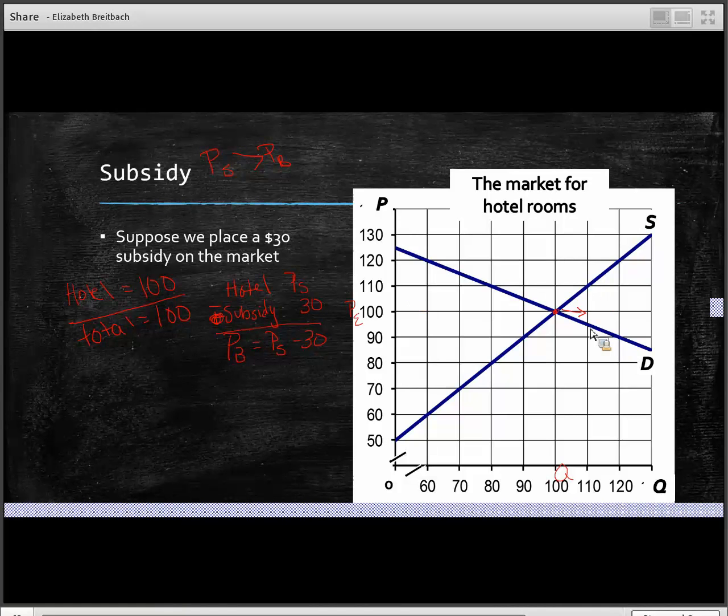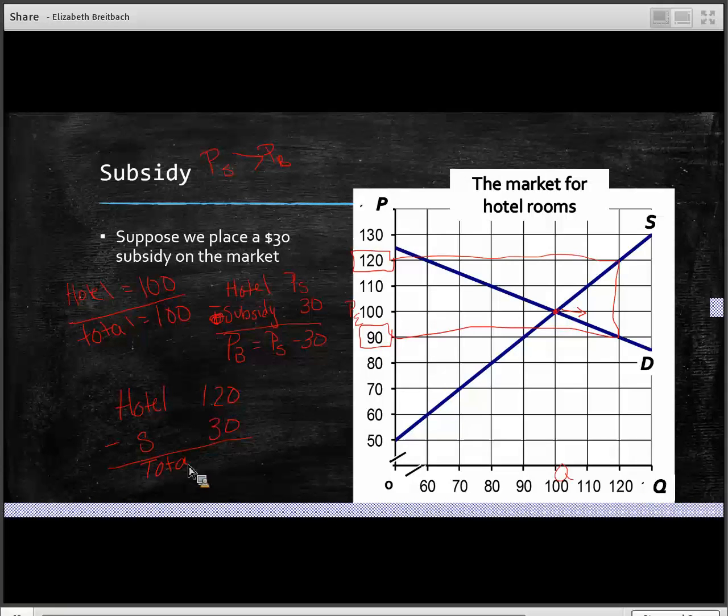The government pays $30, and consumers pay the remaining $90. So now we have hotel is equal to $120 minus the subsidy of $30, and so the total bill for our hotel room is $90. This is the price buyers pay, and we can tell that's exactly the case because it's where we hit our demand curve. Price sellers receive is where we hit the supply curve at $120.